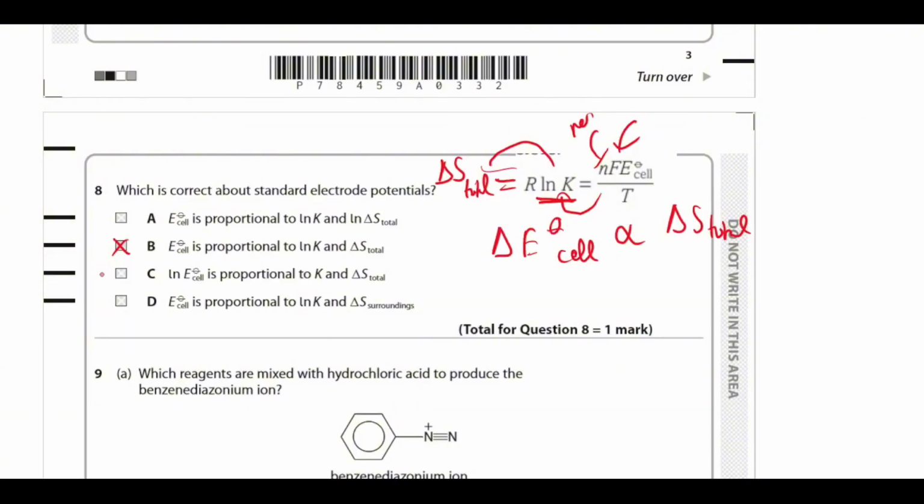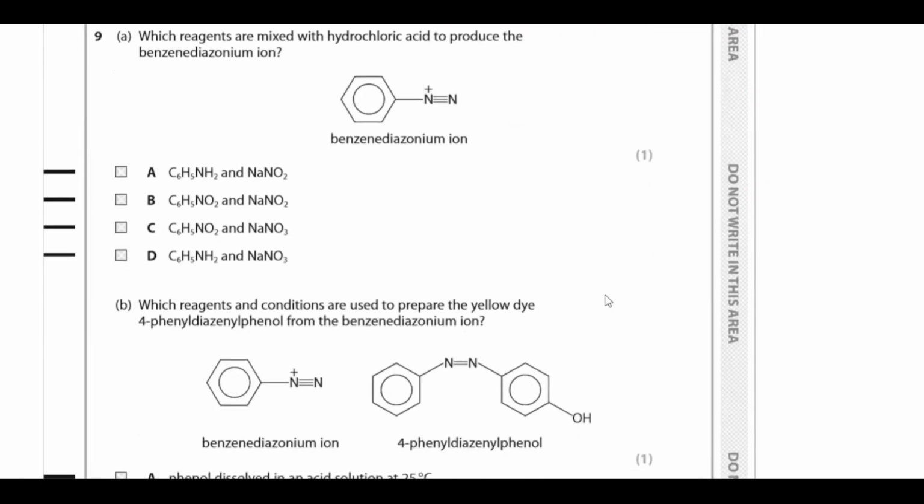Okay, now moving on to the next question. They're saying 9a, which reagents are mixed with hydrochloric acid to produce benzene diazonium ion? Okay, now what happens is that if we talk about these right here, sometimes we know that phenylamine is used. We know that phenylamine and of course sodium nitrite is used in order to produce this ion.